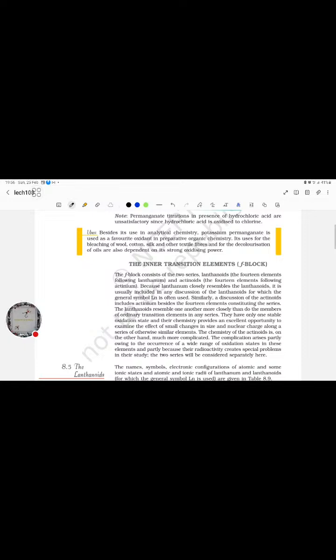Preparative organic chemistry for the bleaching of wool, cotton.